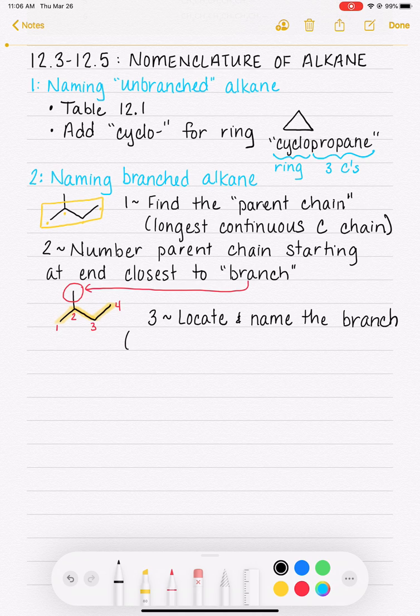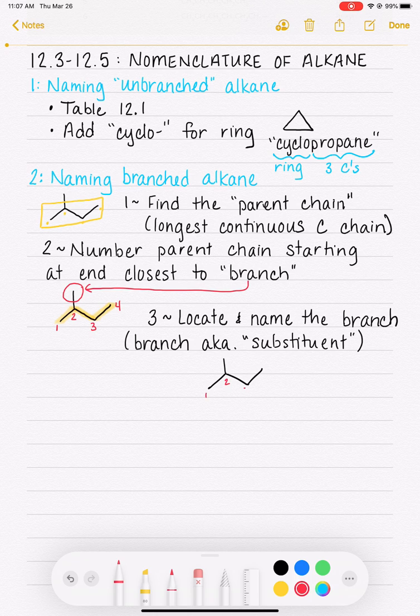Sometimes the branch is also known as a substituent. Branch and substituent are used interchangeably. So what we want to do is locate and name our branch. In this example that we're working on right now, I'm going to redraw it again. I'm going to renumber it.